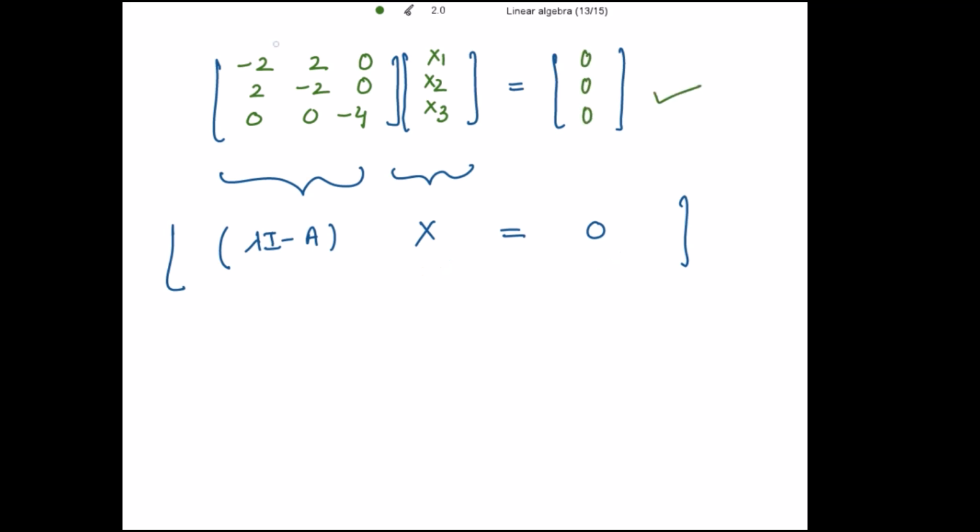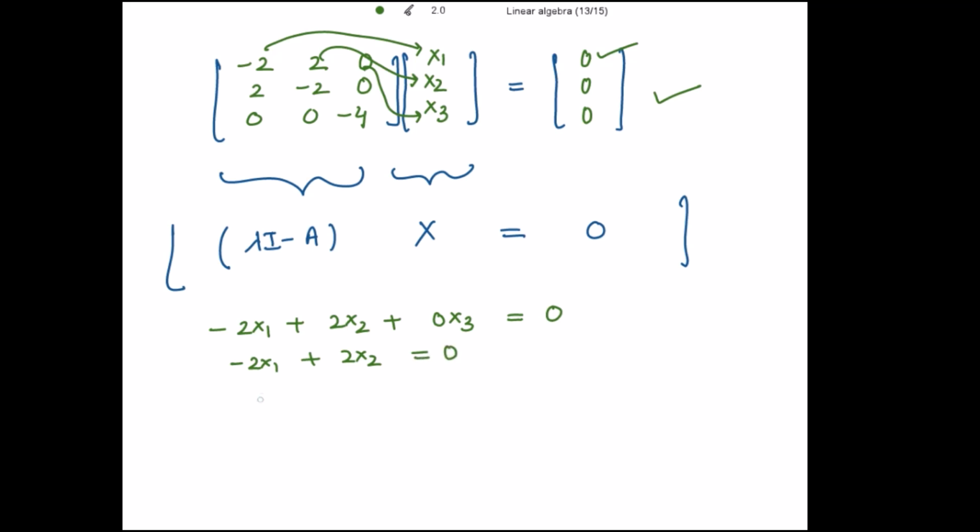Now to get the first equation, multiply this minus 2 with x1 plus multiplying this 2 with x2 plus multiplying this 0 with x3 equal to 0. This is the first equation. So this is minus 2x1 plus 2x2 plus 0x3 equals 0. So from here we get minus 2x1 plus 2x2 equals 0, or it is minus x1 plus x2 equals 0, which can be written as x1 equal to x2. So from the first equation we are getting this relation.